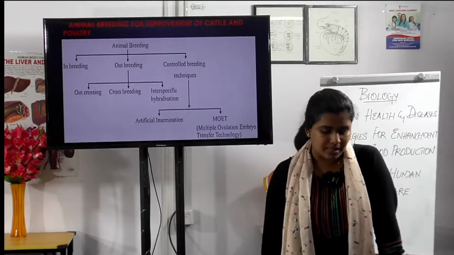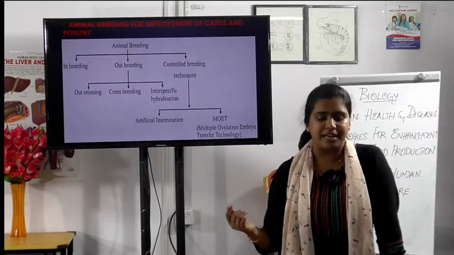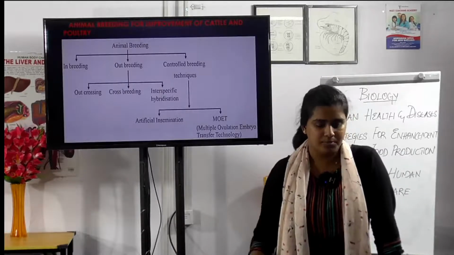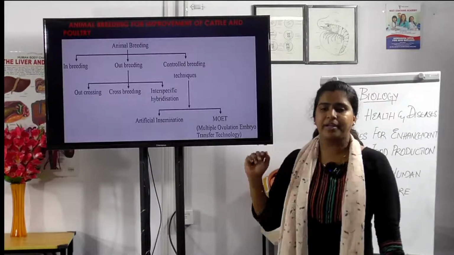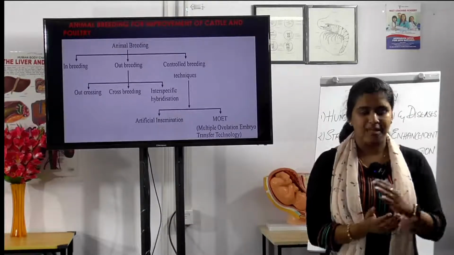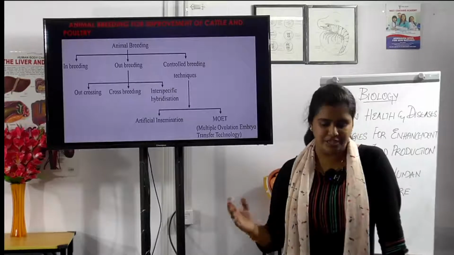And there are also some disadvantages which lead to inbreeding depression and thus reduce the fertility and even the productivity of the cattle. And the next one is outbreeding. Outbreeding is nothing but the breeding of unrelated animals, either of the same breed but having no common ancestor between 4 to 6 generations.